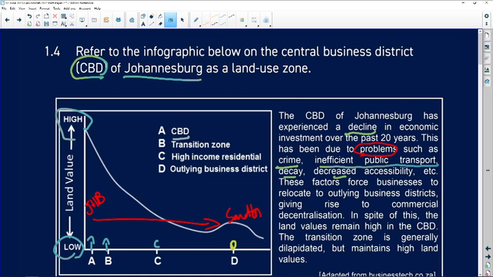In spite of this, the land values remain high in the CBD. The transition zone is generally dilapidated, but maintains high land values. Now, if you look at the transition zone, it's the zone right next to the CBD. The reason why there's still high land values. Now, if you look at the zone of transition, zone of decay, it's a bunch of mixed functions. It's commercial and it's residential in between. But the reason why the value is still very high is because it's closest situated to the CBD.